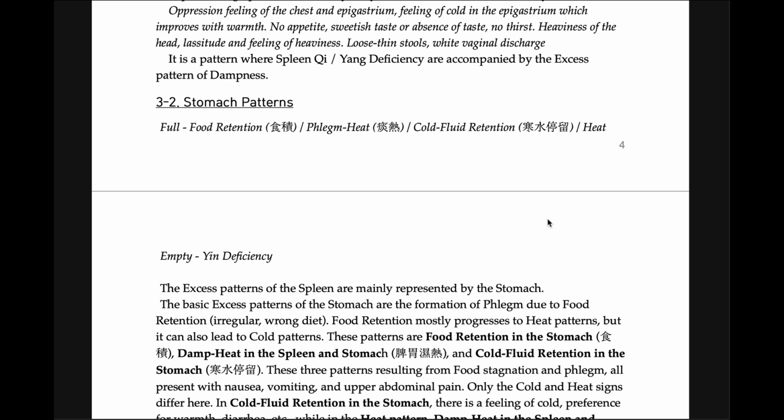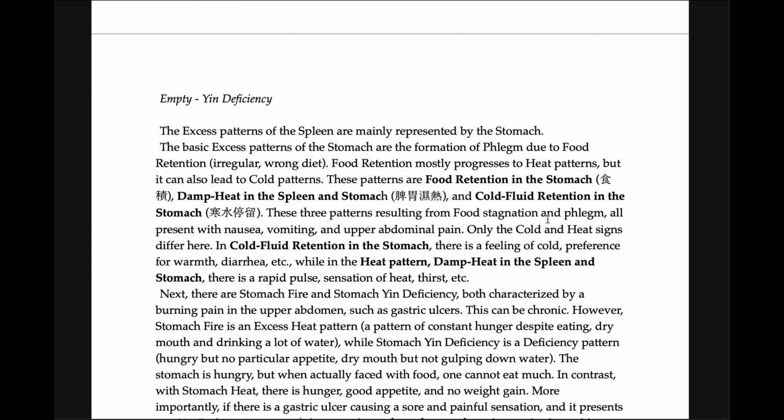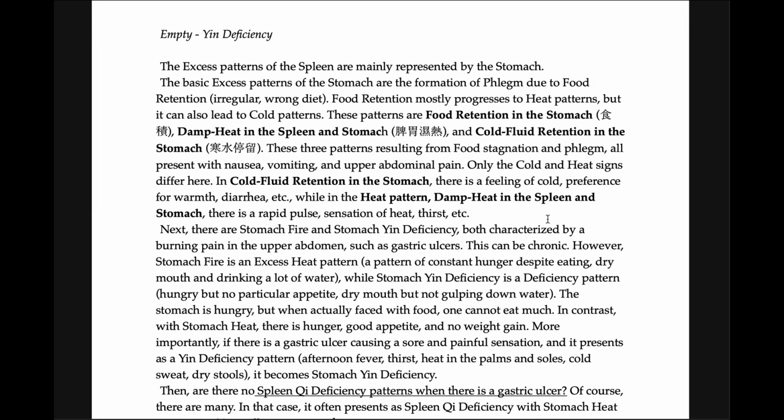The excess patterns of the spleen are mainly represented by the stomach. The basic excess patterns of the stomach are the formation of phlegm due to food retention, from irregular diet. Food retention mostly progresses to heat patterns, but it can also lead to cold patterns. These patterns are food retention in the stomach, damp heat in the spleen and stomach, and cold fluid retention in the stomach. These three patterns resulting from food stagnation and phlegm all present with nausea, vomiting, and upper abdominal pain. Only the cold and heat signs differ here.